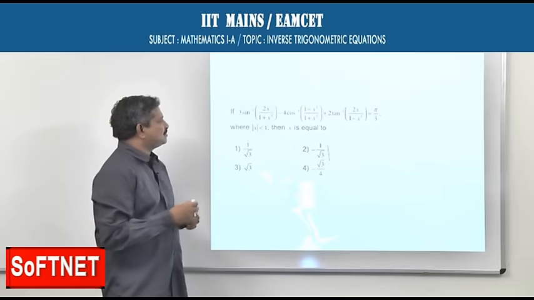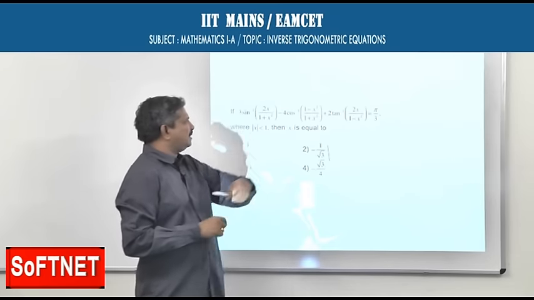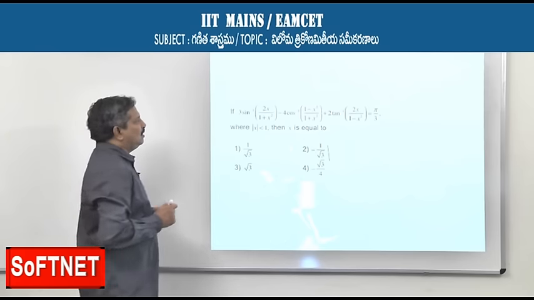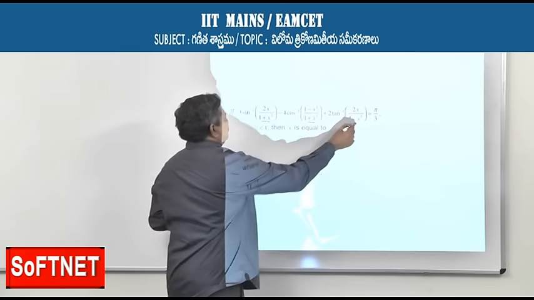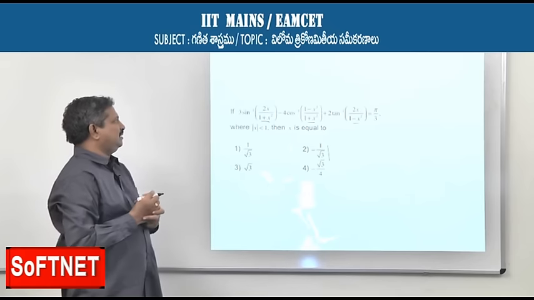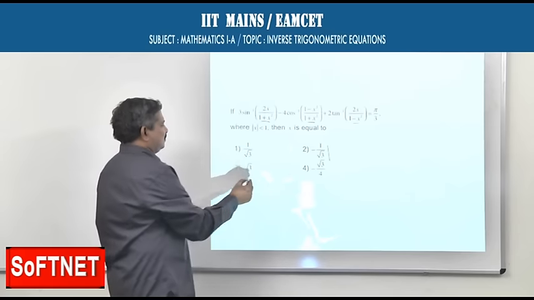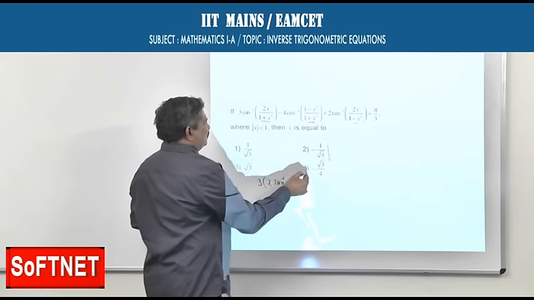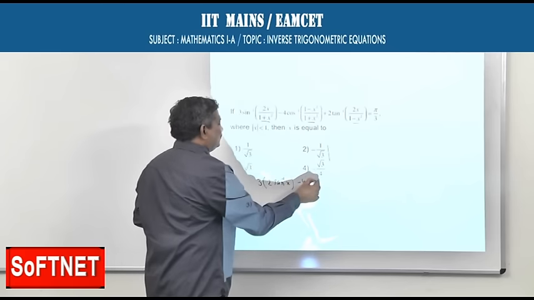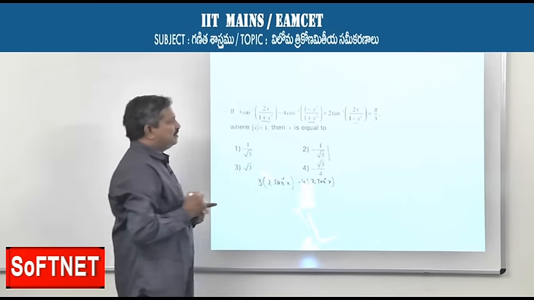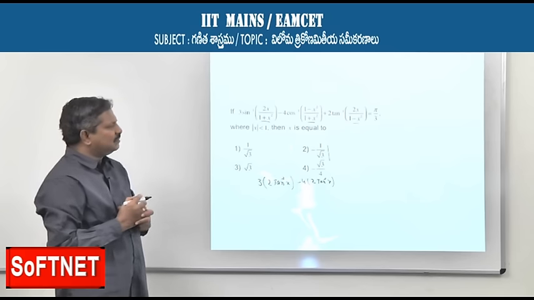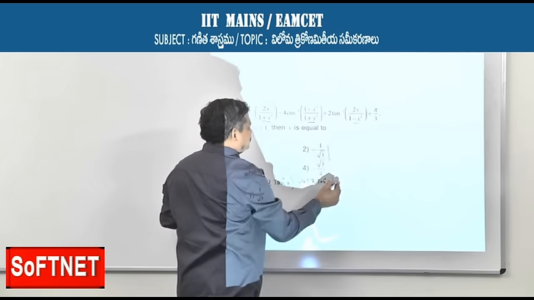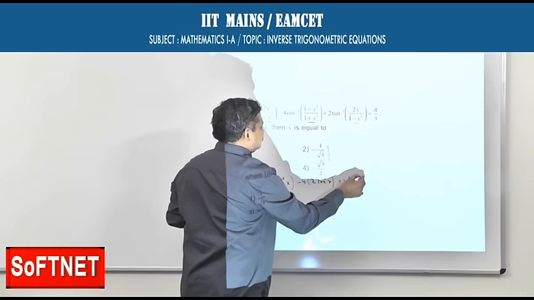3 sin inverse 2x by (1 plus x square), 4 cos inverse (1 minus x square) by (1 plus x square), 2 tan inverse 2x by (1 minus x square) equal to pi by 3. Now I will say that all of these are formulas of tan only. Sin inverse 2x by (1 plus x square), we know, is 2 tan inverse x. 4 into cos inverse (1 minus x square) by (1 plus x square), again 2 tan inverse x. Already we discussed on the first day of inverse that all 3 are 2 tan inverse formulas only.